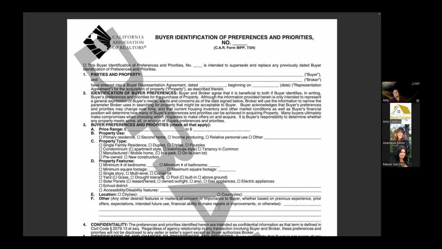I don't think this is something you have to revisit every time you go look at properties by any means, but if there's been substantial changes, you may just want to revisit it. It's not a required form by any means, so you can kind of be loosey-goosey. It's more of a CYA, protect yourself type form, so that you can meet the needs of those buyers.